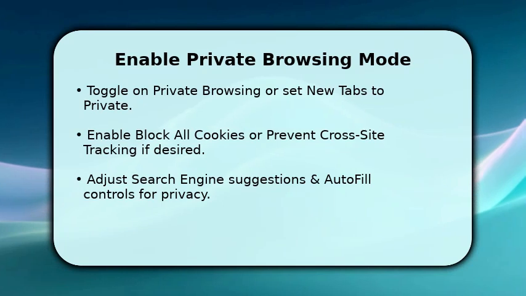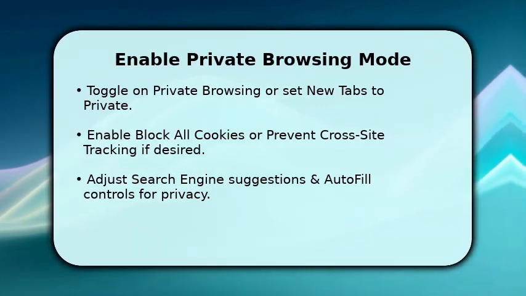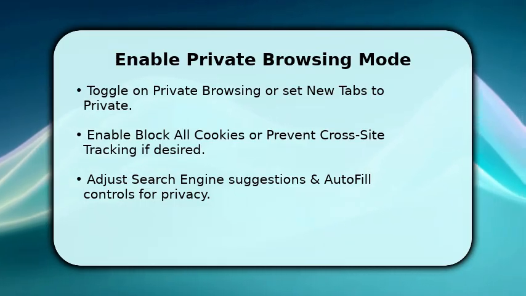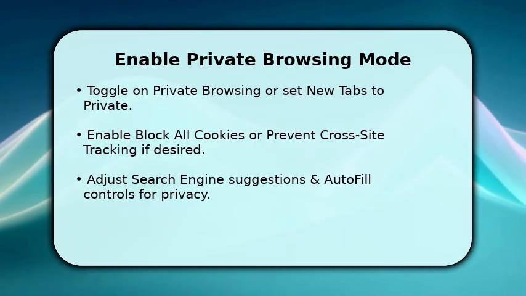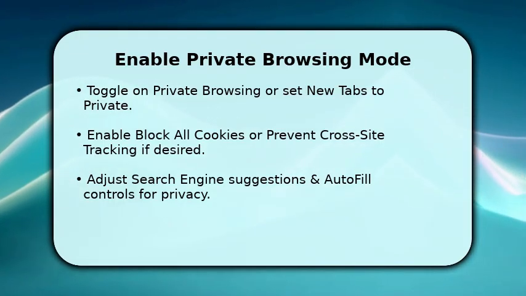You now enable private browsing and tighten settings. In Safari settings, switch on private browsing or choose new tabs open in private to make future tabs private by default. Then, enable block all cookies or prevent cross-site tracking to reduce tracking. These affect site functionality, so test pages after.